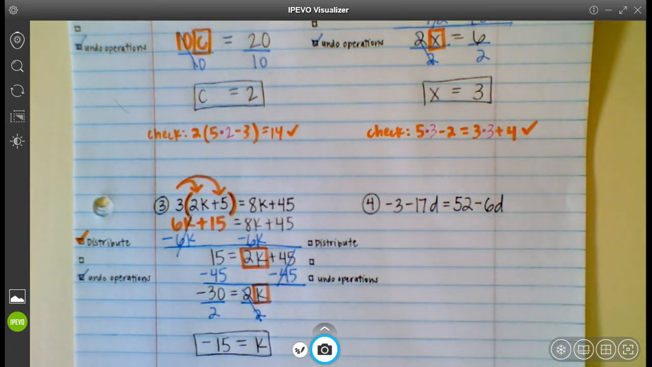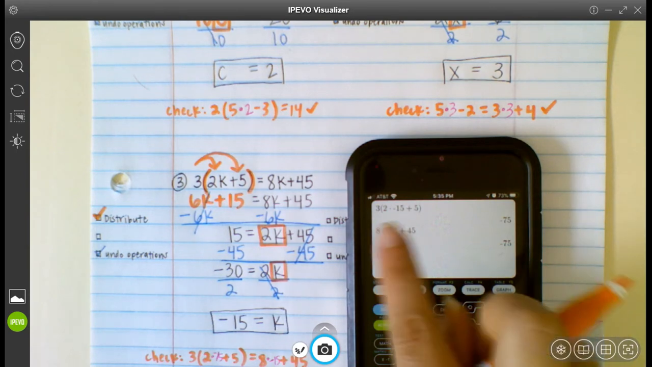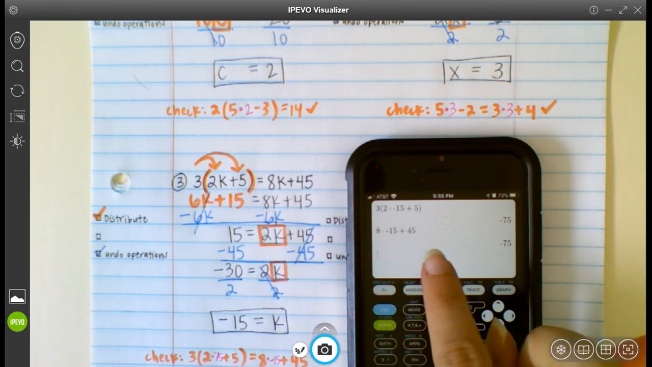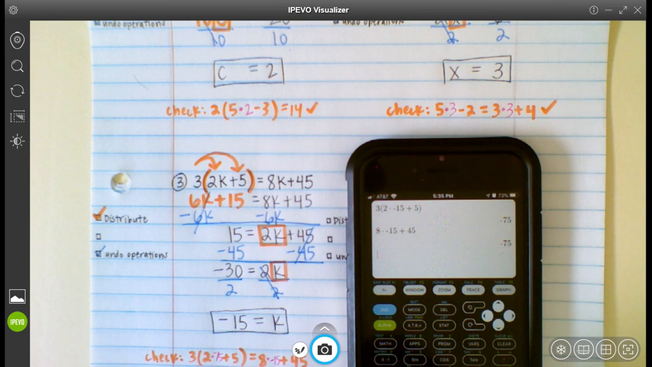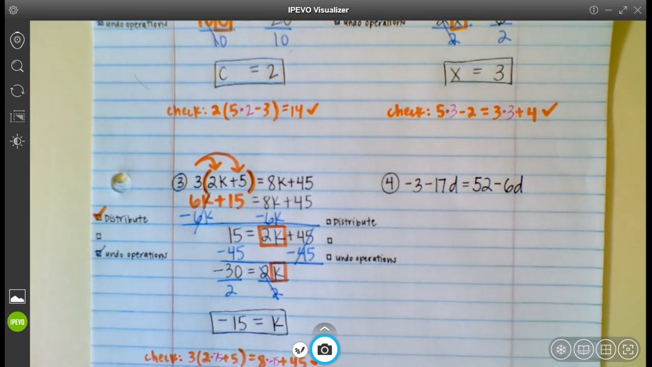Feel free to take a couple seconds to do your check. And we notice when we plug in both our left and right side in our check, we get negative 75, which means that negative 15 is our solution. All right, one more to go, guys. We are on number 4 as our example.